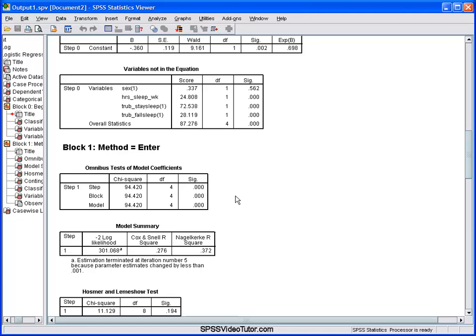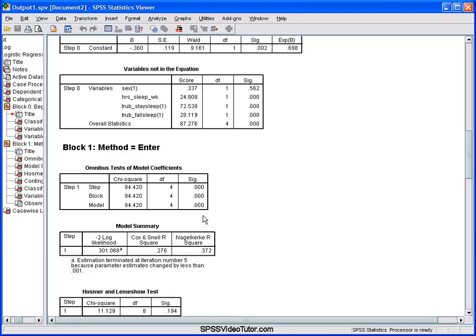The omnibus test of model coefficients compares how well this model performs compared to the baseline model, Block 0. Specifically, it shows the results of the chi-square test of goodness of fit. If the significance value or the p-value in the row labeled model is less than 0.05, then the Block 1 model is a significantly better predictor than the Block 0 model. So we see that in this case, our model is a significantly better predictor than the Block 0 model.